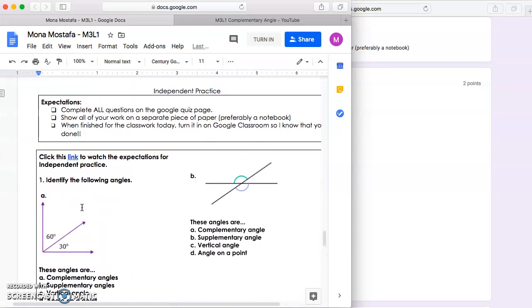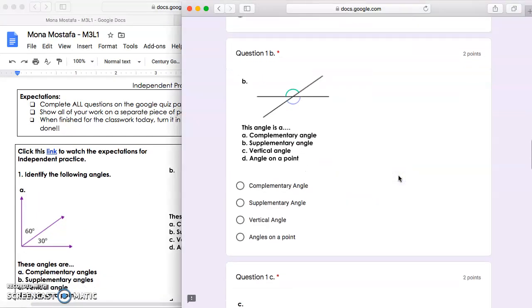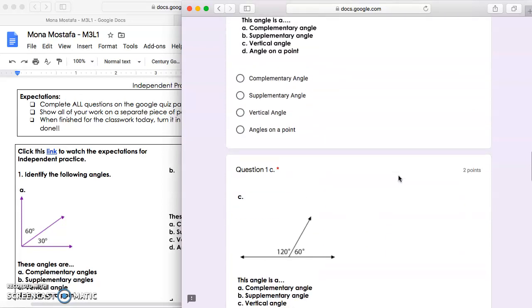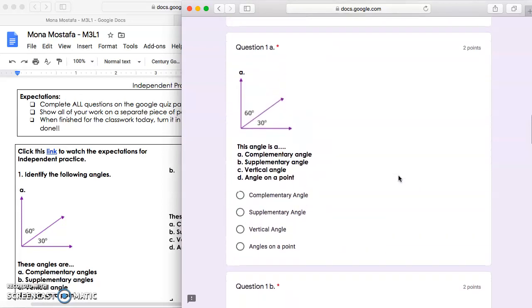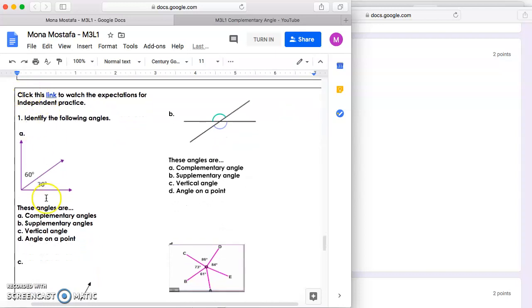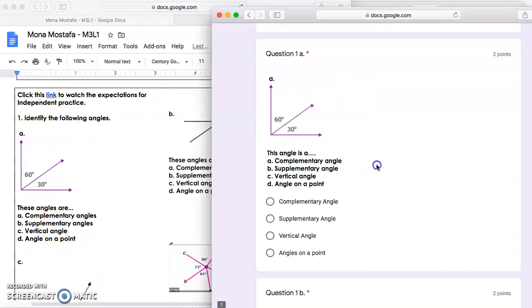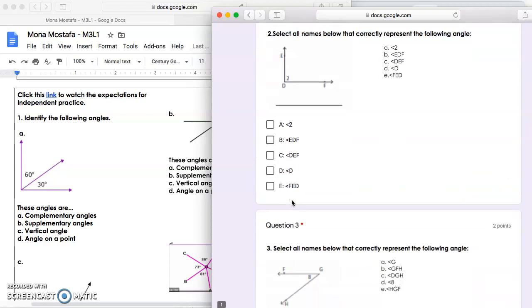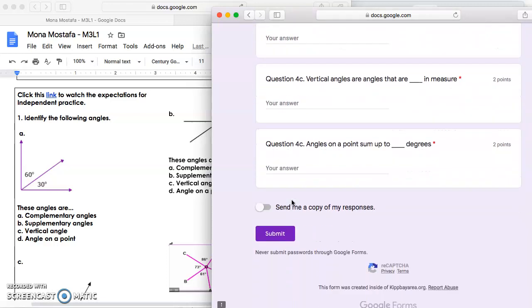Again, if you have questions, you can let me know, but what you're going to do is on the side, you will see that the questions are perfectly aligned to the classwork over here. It's literally just meant for you to submit your answer. So for example, question 1A, which is right where you see here, these angles are, and I'm going to look at them, same question, just write, they are complementary angles. I'm going to try and finish independent practice, and then once I'm done with independent practice, I'm going to submit this form.